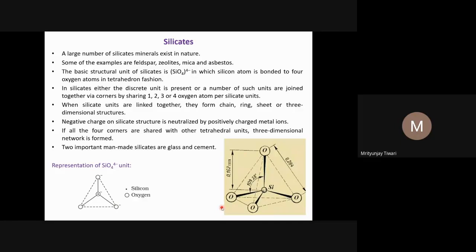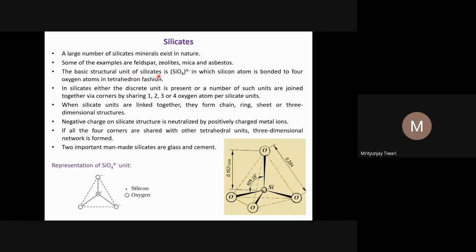Let's now study the silicates. A large number of silicate minerals exist in nature. The basic unit of the silicates is SiO4 4-. So the Si-O single bonds are there, and each oxygen carries one negative charge. We call this the basic unit of the silicate structure. Some examples of silicates are feldspar, zeolites, mica, and asbestos.